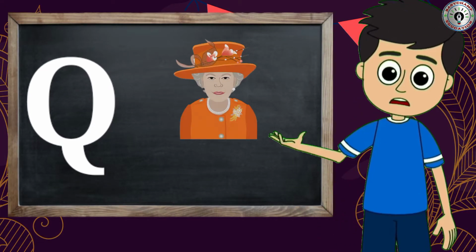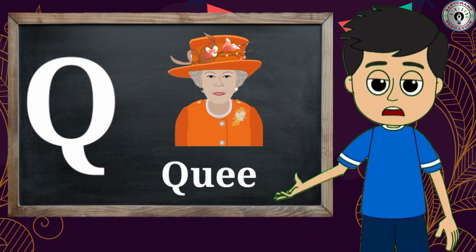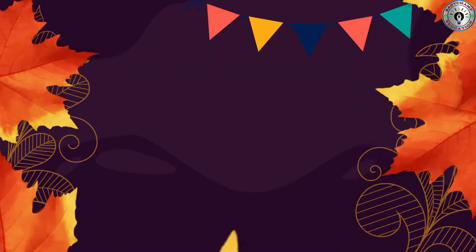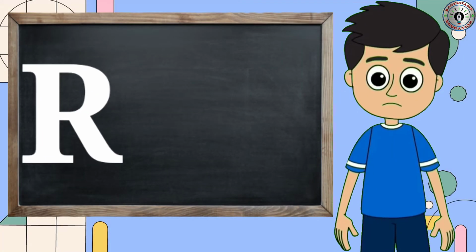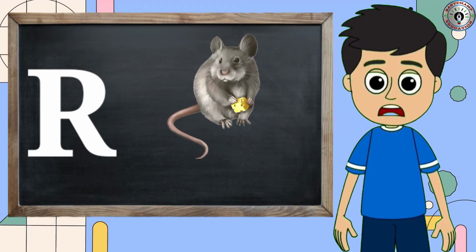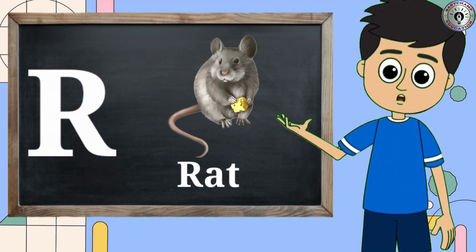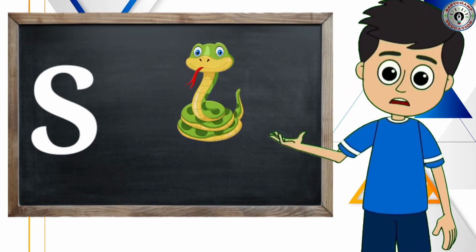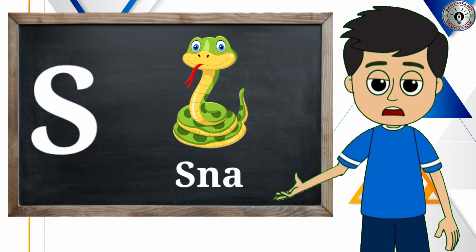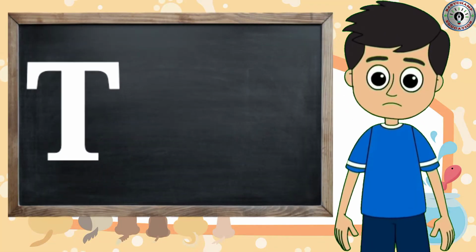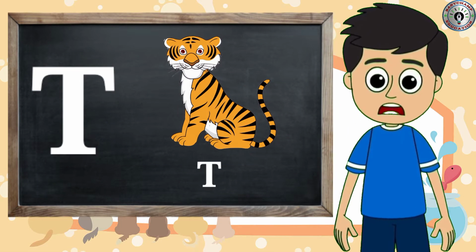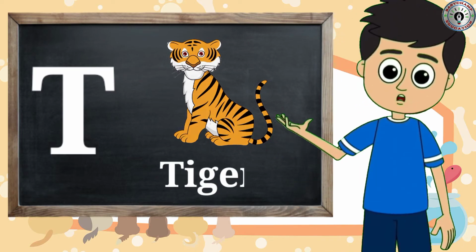Q, Q for queen. Q U E E N, queen. R, R for rat. R A T, rat. S, S for snake. S N A K E, snake. T, T for tiger. T I G E R, tiger.